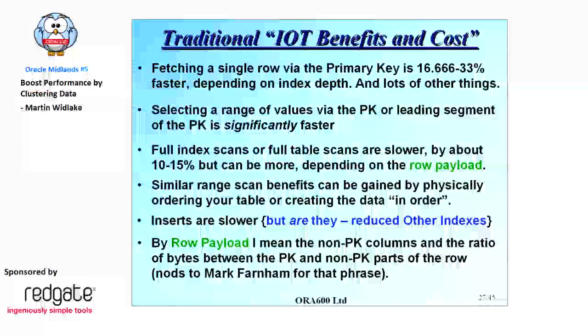So fetching a single row by the primary key is faster than an IoT, and is often why they're implemented. But selecting a range of values is significantly faster. IoT should be used for giving ranges of data.